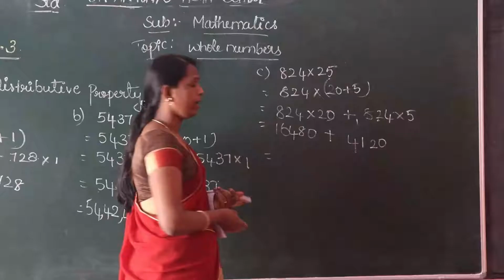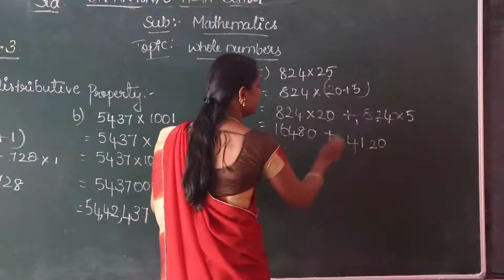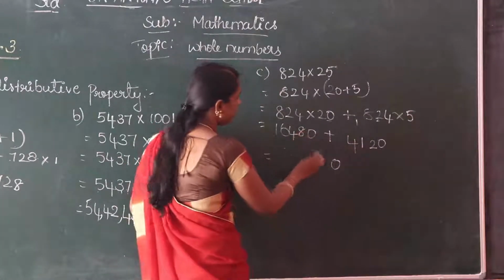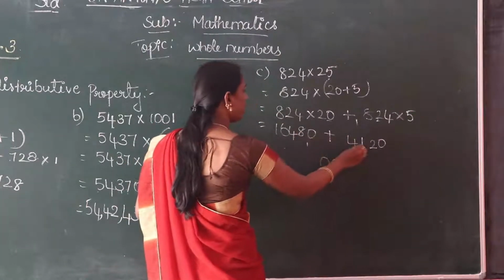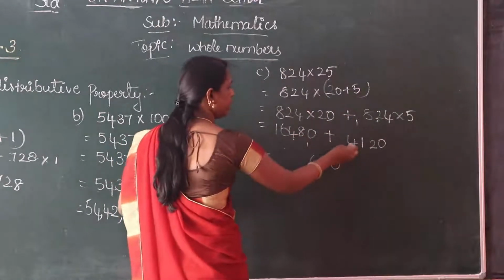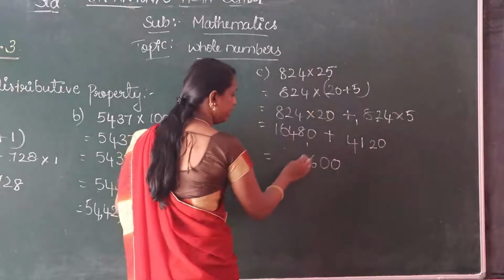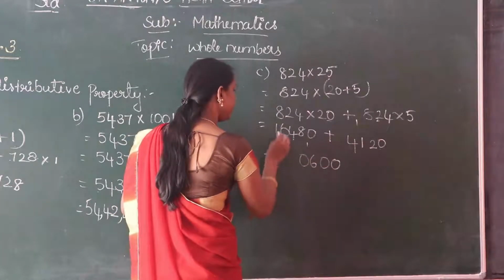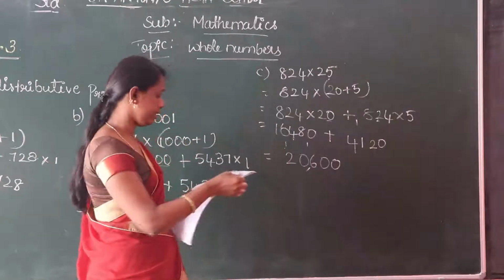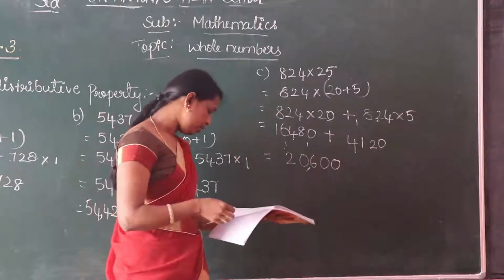Next, adding these two numbers: 0 plus 0, you get 0. 2 plus 8, what? 10. So that's 0, 1 carry. 1 plus 4, 5. Then 4 plus 6, what? 10. 0, 1 carry. And then 1 plus 1, you get 2. The final answer is 20,600.